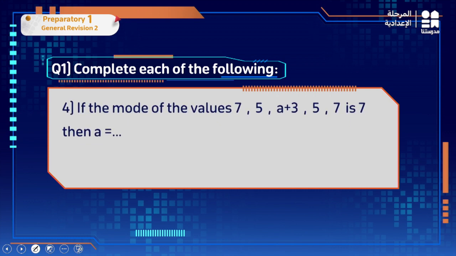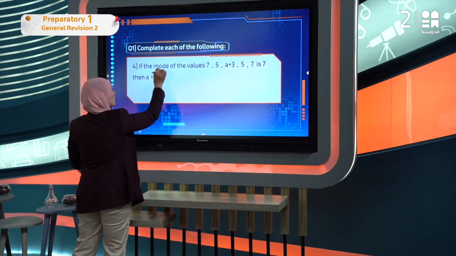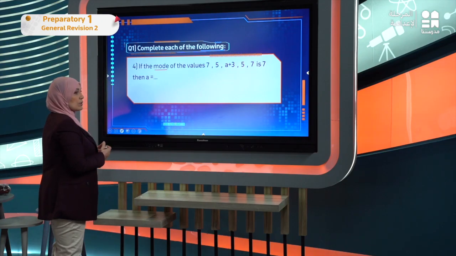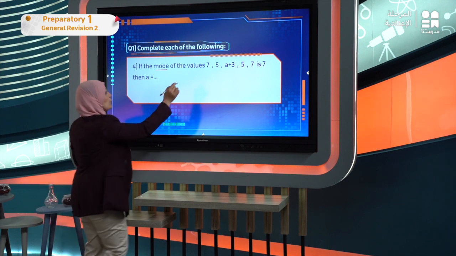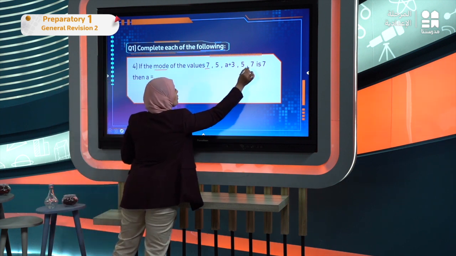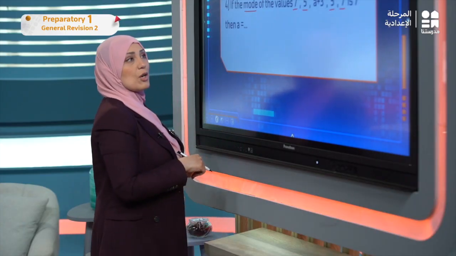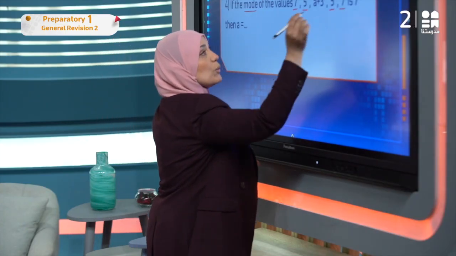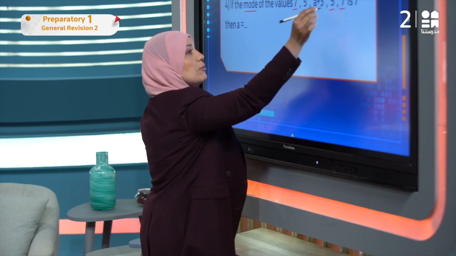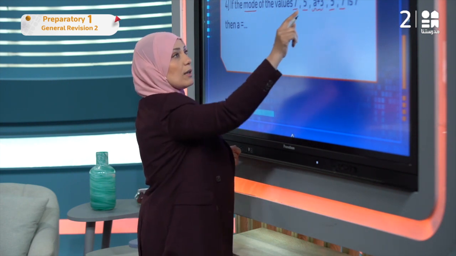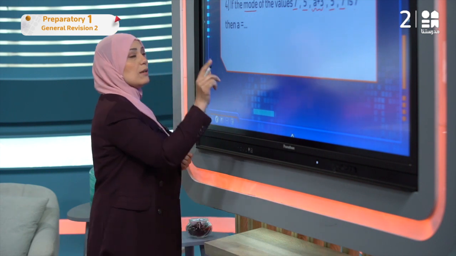Number 4, if the mode of the values 7, 5, a plus 3, 5, and 7 is 7, then a equals what? To find the mode, as we knew before, it's the most repeated value. So here we have 7 repeated 2 times, and 5 repeated 2 times, and the mode is 7, so we have to repeat 7 more than 5. So a plus 3 should be 7.